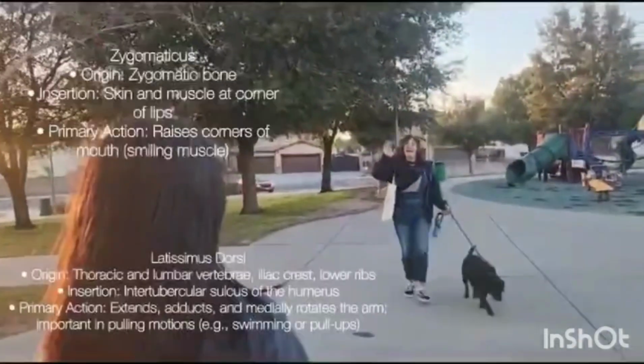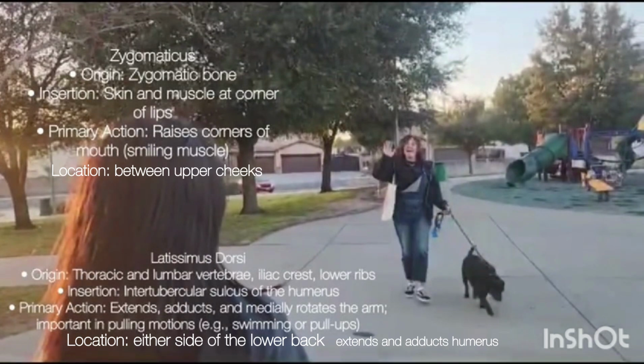Hey, buddy! While Eliana is waving, she is using her latissimus dorsi. This has the origin of the thoracic and lumbar vertebrae, the iliac crest, and the lower ribs. The insertion is at the intertubercular, that's a tongue twister, sulcus of the humerus, and the primary action is that it extends, adducts, and medially rotates the arm, which is important in pulling motions such as swimming or pull-ups, or even waving.